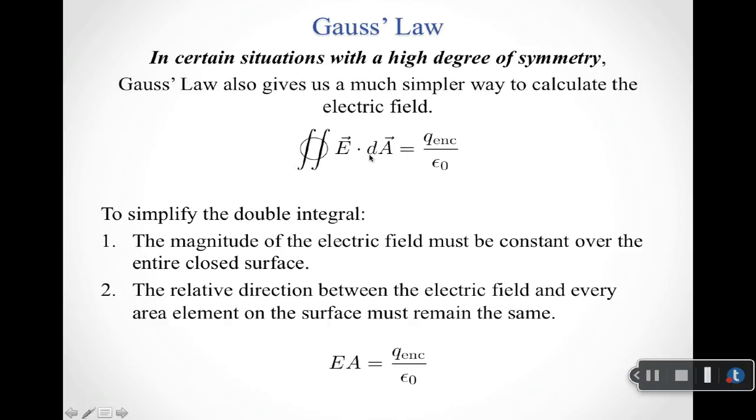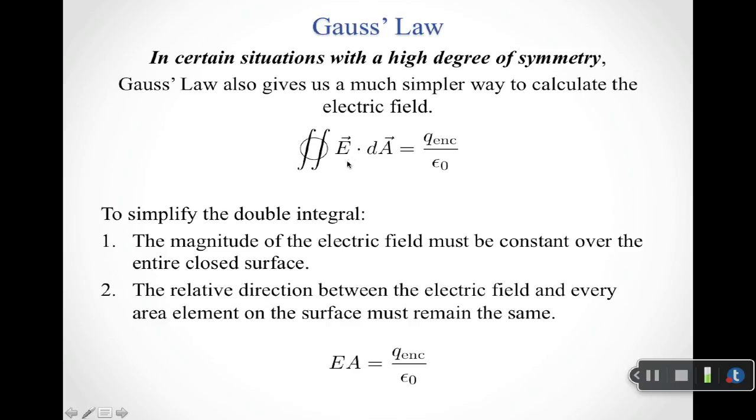Well, basically, we've got to have the electric field be constant over all our area elements so that we can pull it out and be left with simply the double integral of our little area elements dA. And so because we've got E as a vector with a dot product, there's two criteria that we've got to meet to simplify this integral.